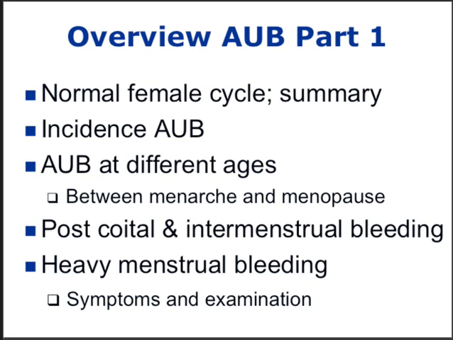The first part will deal with, firstly, just a one-page summary of the normal female cycle, the incidence of abnormal uterine bleeding, AUB, at different ages, and I'll limit myself today to women just after the menarche and before the last menstrual bleeding. Then we address an important topic, postcoital and instrumental bleeding, and then the heavy menstrual bleeding. And we focus firstly on the symptoms and what findings there are on examination.